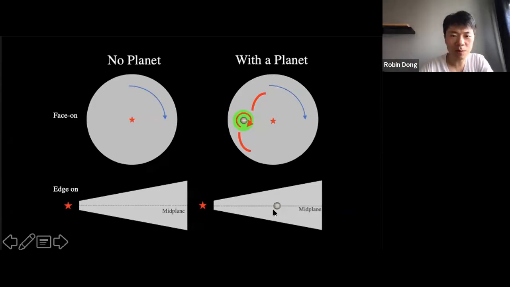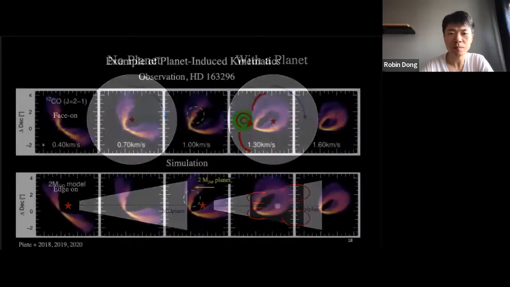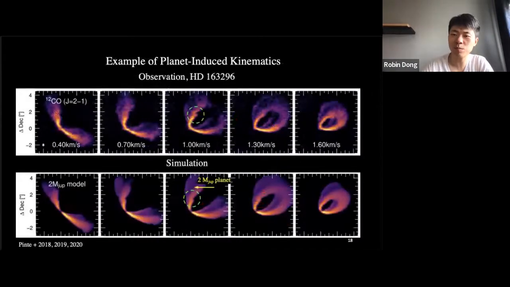And finally, if the planet is massive enough and opens a gap, then the planet can drive a motion called a meridional circulation inside the gap and at the gap edges. All these red motions are non-Keplerian motion, and if we can detect them, we may infer the presence of a planet. So here is one example of planet-induced gas motion in a real disk.